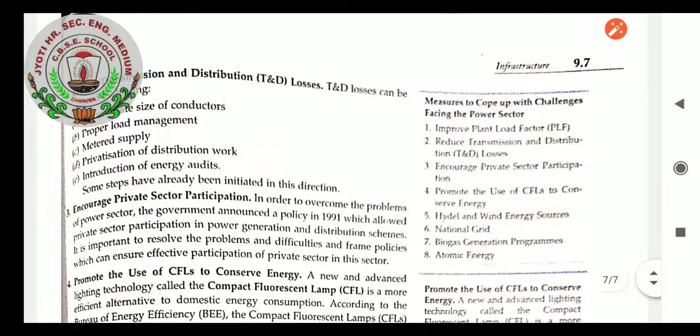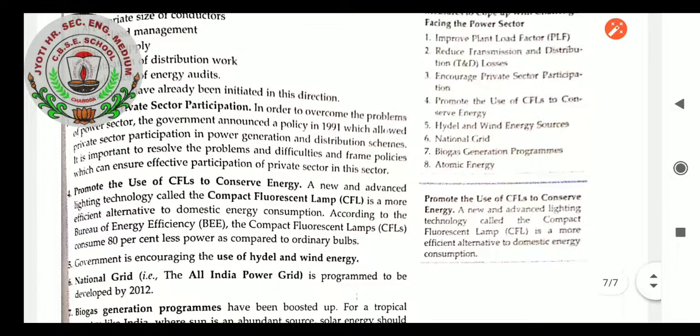Encourage private sector participation to control the power sector problems. In order to overcome the problems of the power sector, the government announced a policy in 1991 which allowed private sector participation in power generation and distribution schemes. It is important to resolve the problems and difficulties and frame policies which can ensure effective participation of the private sector in this sector.